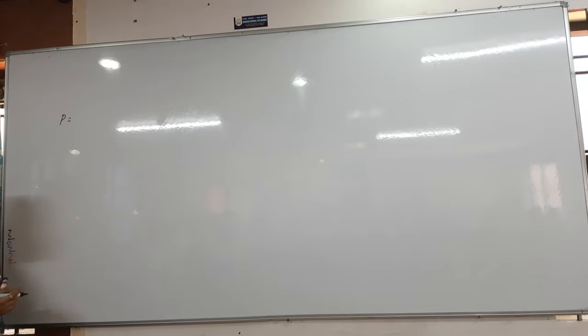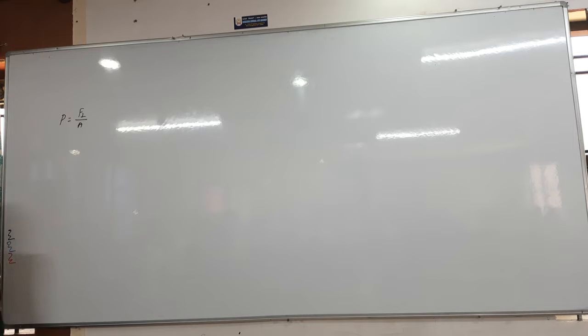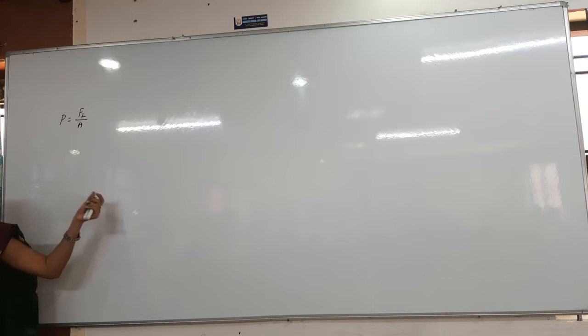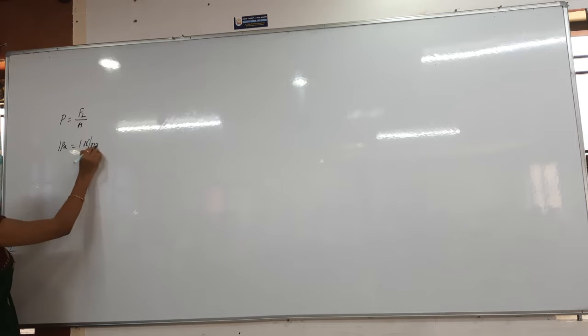Take the force always perpendicular to the surface area. F perpendicular divided by area is the fluid pressure. Pressure will have different units. The SI units are what? Pascal, or Newton per meter square. Tell me all the units. 1 Pascal is equal to 1 Newton per meter square.